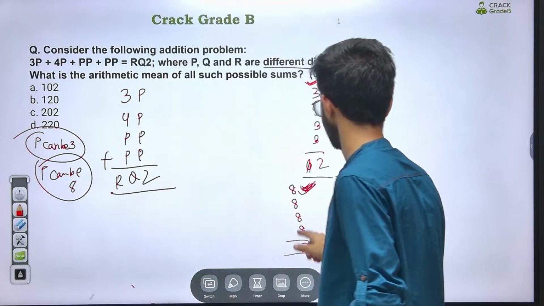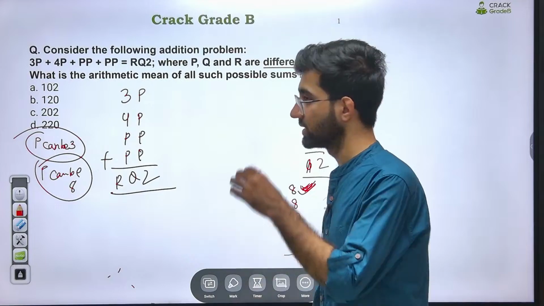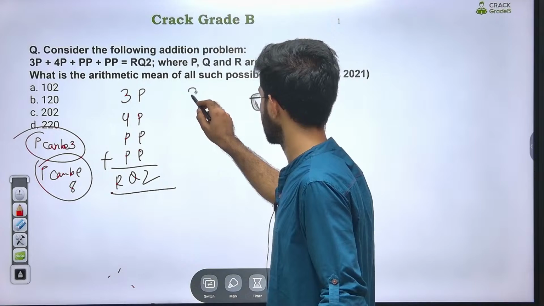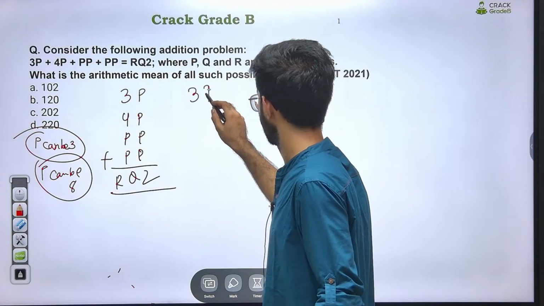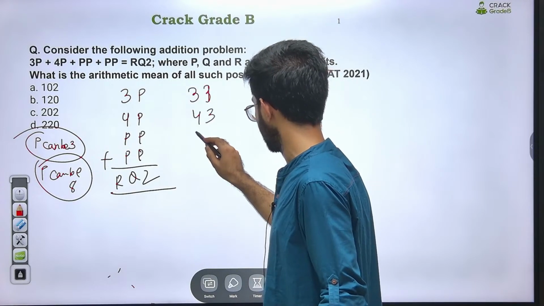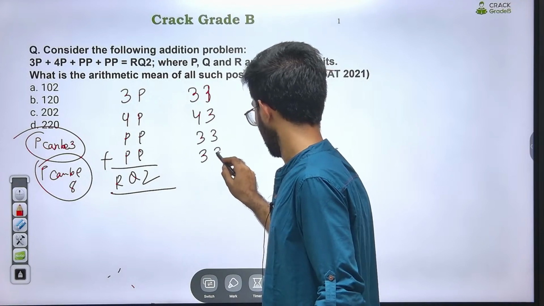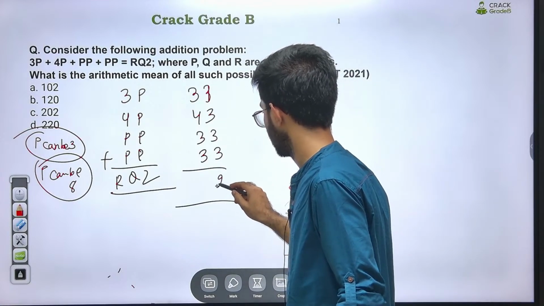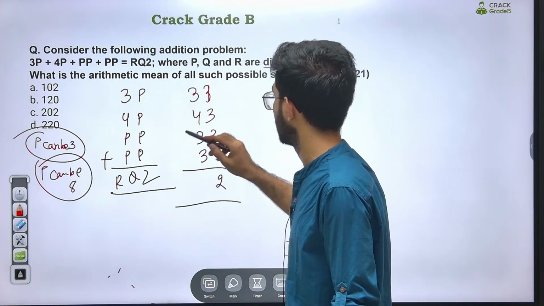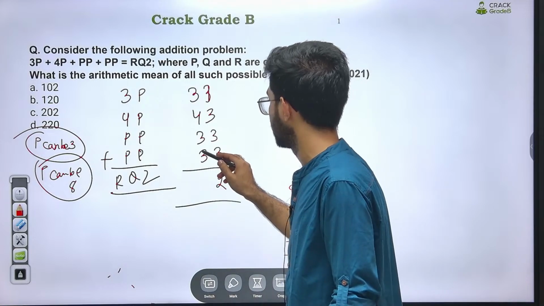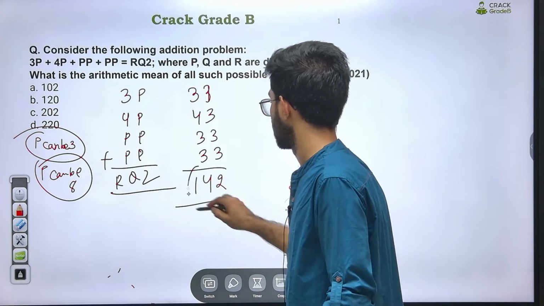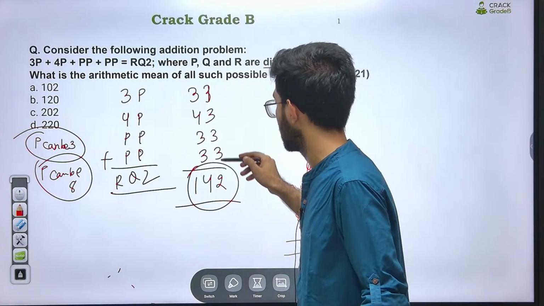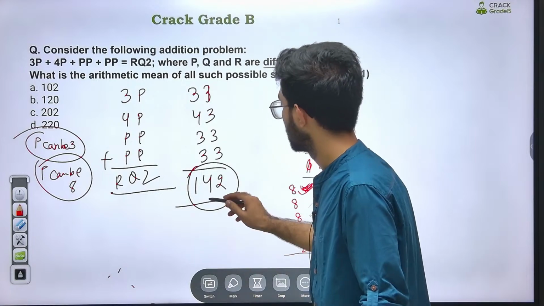So we have found that there are two possible values of P: P can be 3 and P can be 8. Now let us put the value of P as 3 and P as 8. So 33, 43, 33 and 33. 3 plus 3 plus 3 plus 3 is 12. So 2, and carry 1, then 3, 4, 7, 3, 10, 3, 13, and that one, so 142.